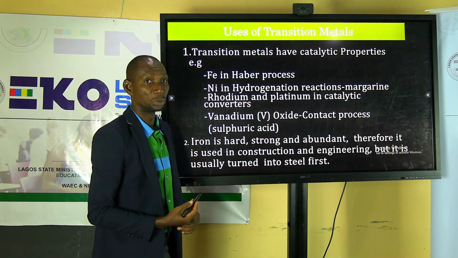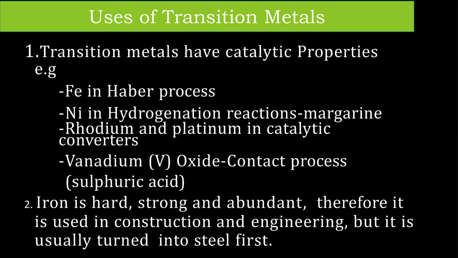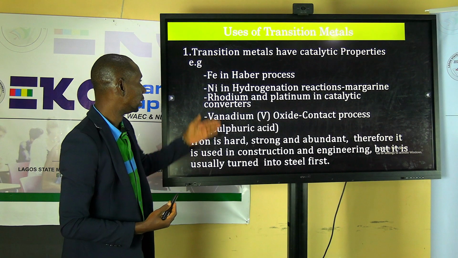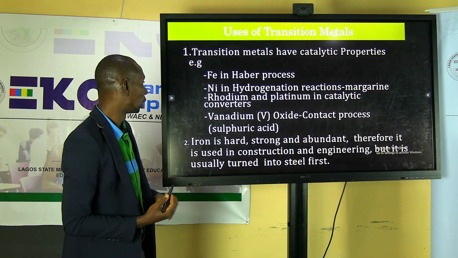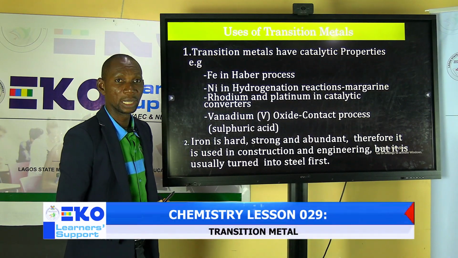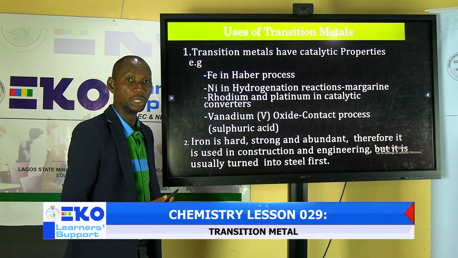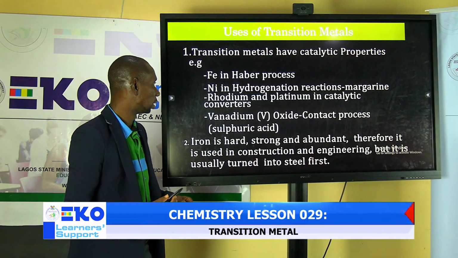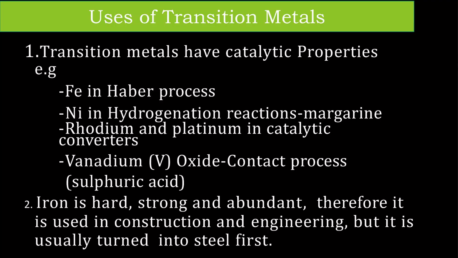Let's quickly run through the uses of transition metals. I've already said they are useful as catalysts in most industrial processes, and these are examples: iron in the Haber process, nickel in hydrogenation of oil, rhodium and platinum in catalytic converters that are used to reduce pollutants in the environment. We have vanadium pentaoxide in the contact process of making tetraoxosulfate(VI) acid.